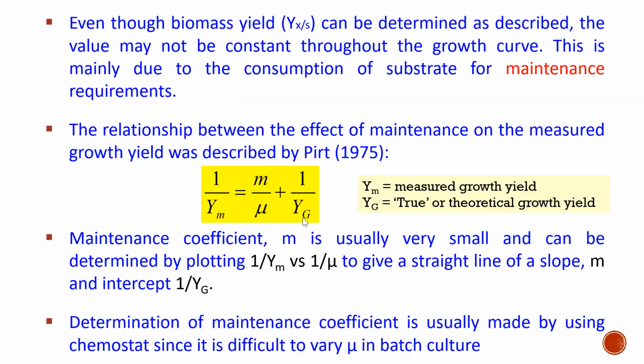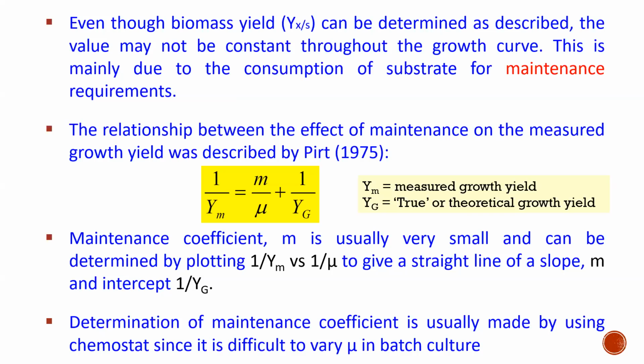This one is to calculate the true or theoretical growth yield. Determination of the maintenance coefficient is usually made by using a chemostat. Why? A chemostat is a continuous culture, since it is difficult to vary mu in batch culture. Because remember, in continuous culture you can play around with mu, because mu is related to the dilution rate.